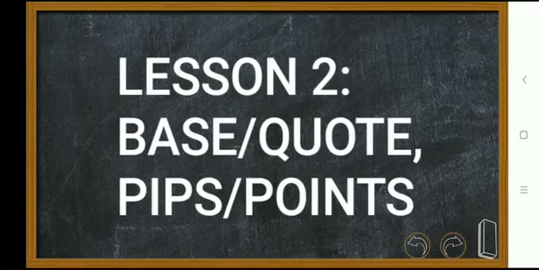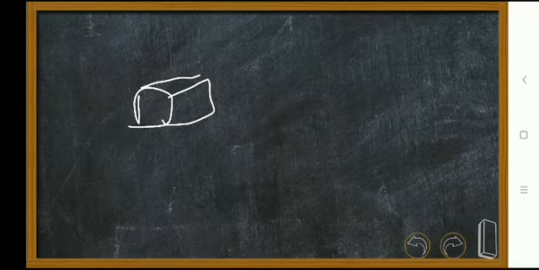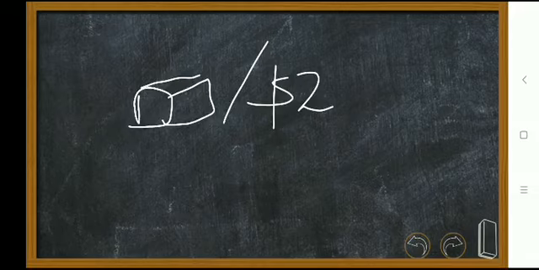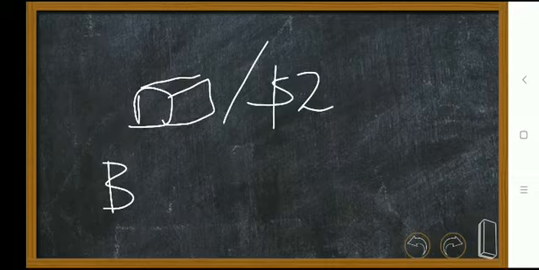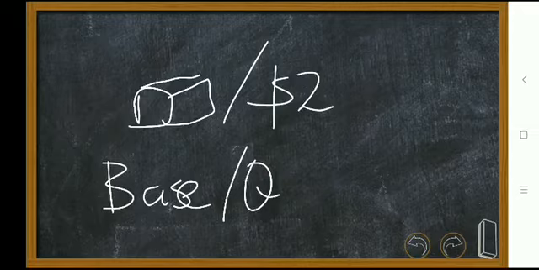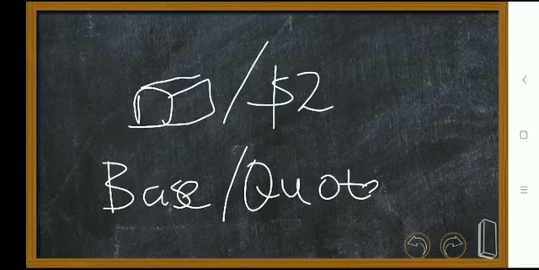So, from where we last left off, we gave an example of bread at $2. This bread at $2 led us to the phenomenon of the base and also the quote, and what we call a pair.